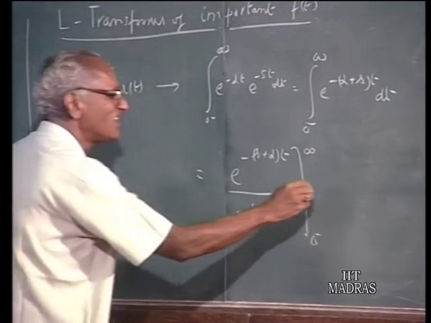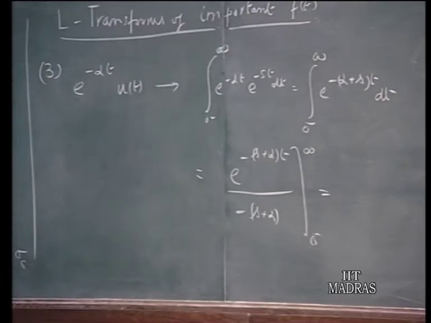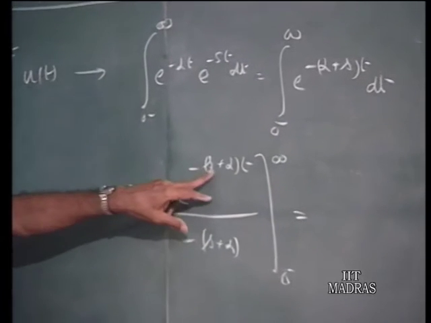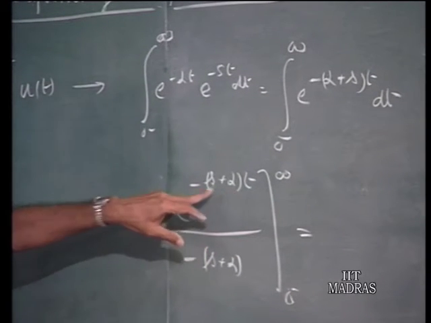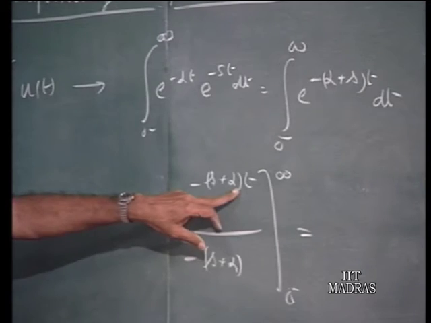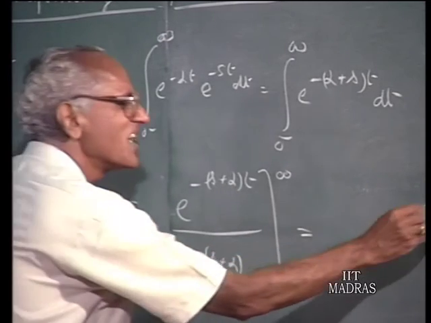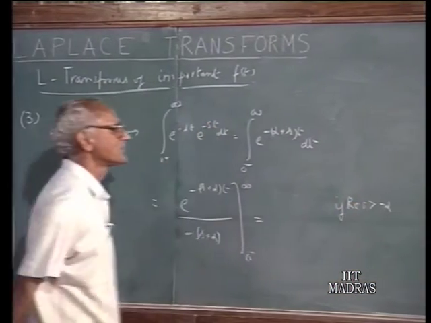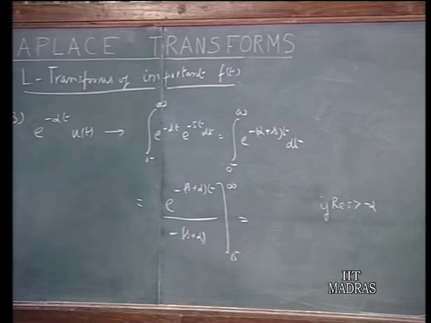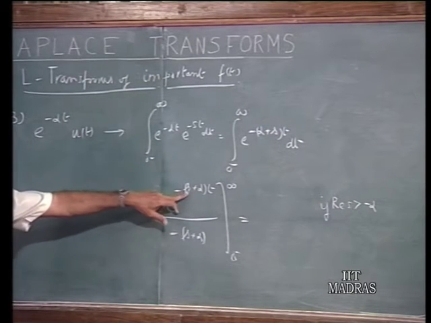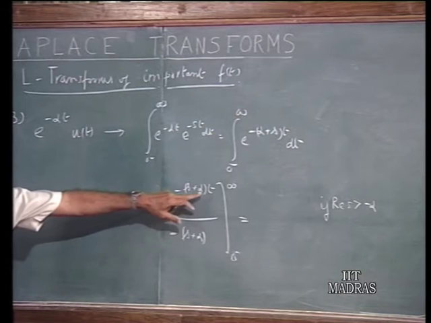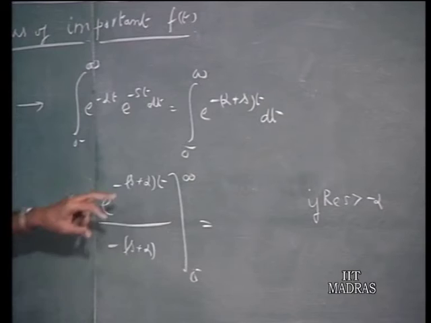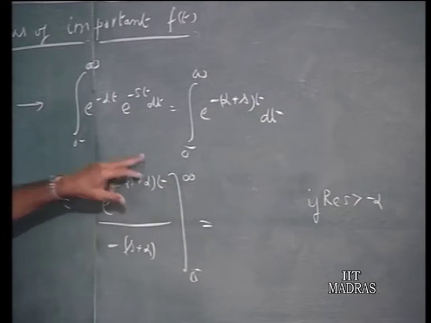Now, once again we would like to make the integral converge at t equals infinity by making sure that the real part of s plus alpha is a positive number. Real part of s plus alpha must be greater than 0. So, if the real part of s is greater than minus alpha, at the upper limit the real part of s plus alpha is greater than 0. Therefore, at t goes to infinity, the limit of this becomes 0.